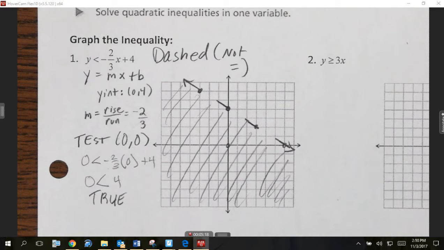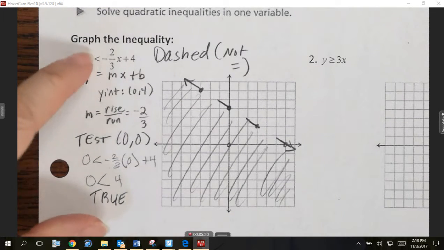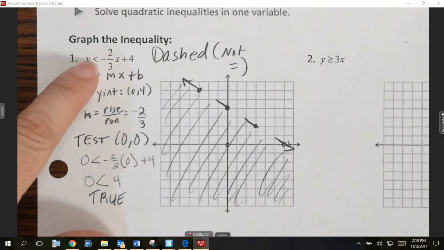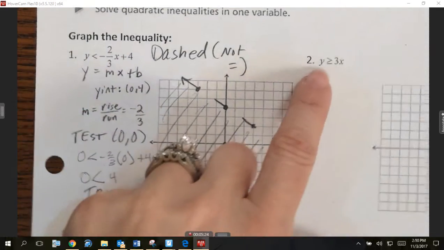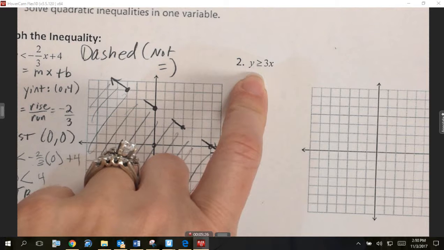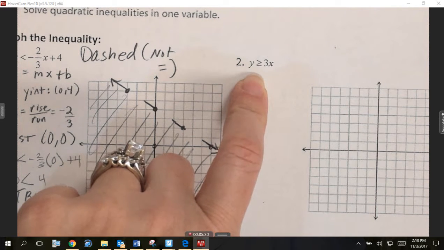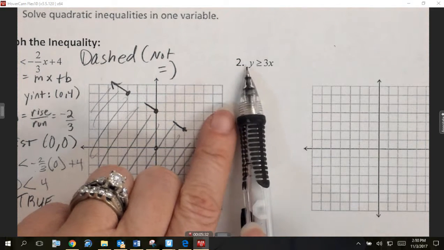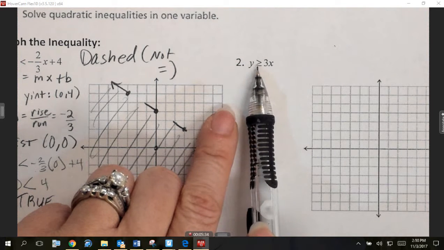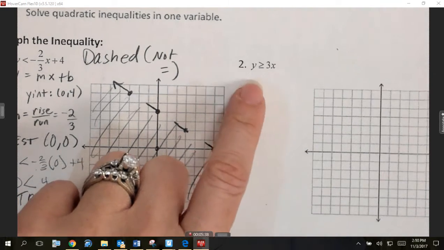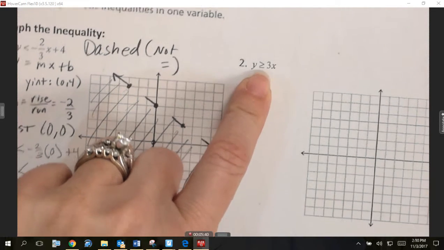Oh, yeah. So when you read it left to right, if it comes to the small side first, it'll be less than. That's not a dumb question. So many people still don't remember. Yeah, it happens all the time. So you read left to right, if you come to the big side first, it's greater than. So the next one is y is greater than or equal to 3x.